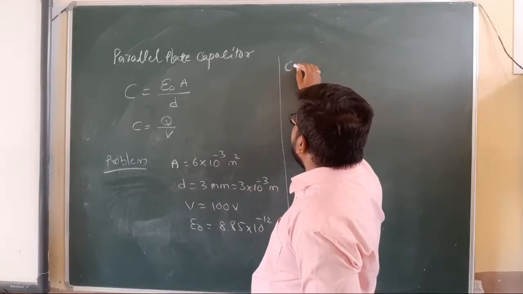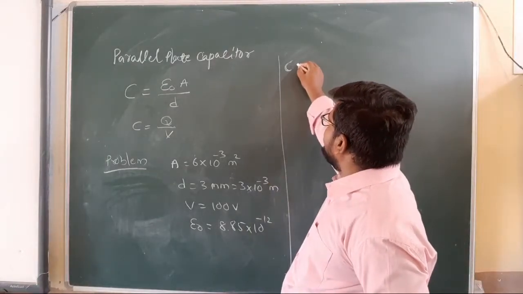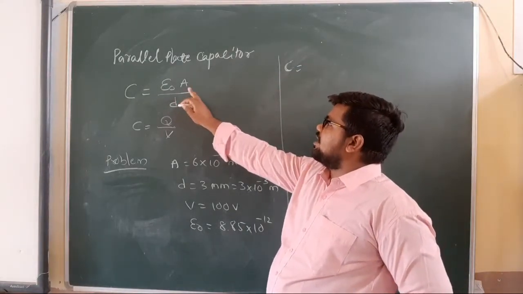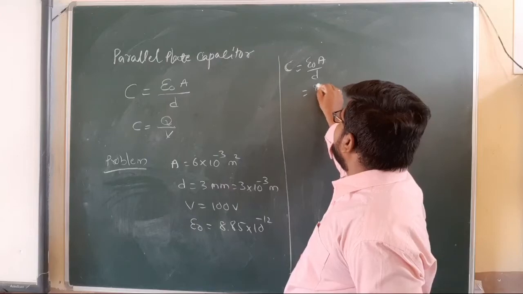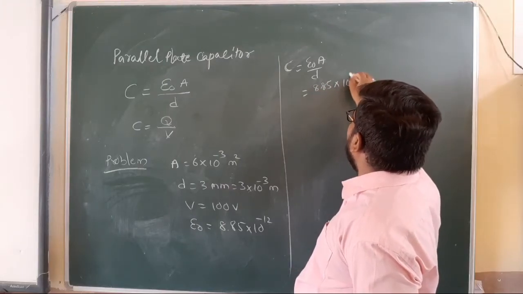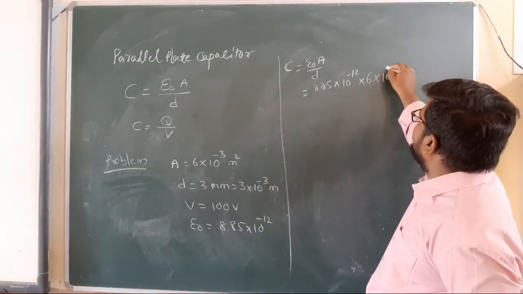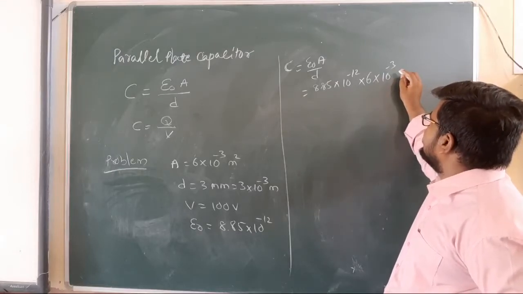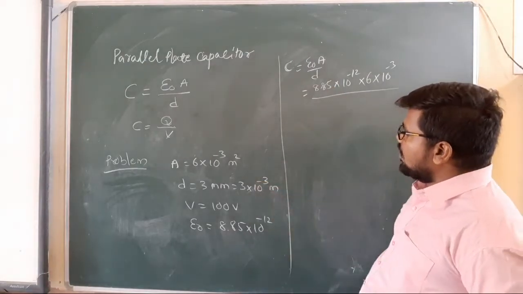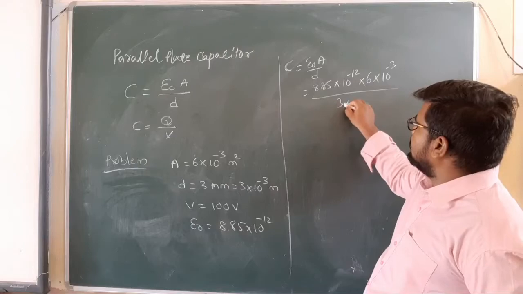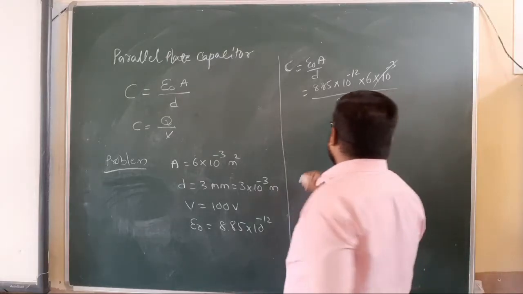After that, you have to get the total charge in that capacitor. What is the formula here? C is equal to epsilon naught A by D. What is the value of epsilon naught? 8.85 into 10 power minus 12 into 6 into 10 power minus 3 by the value of D, 3 into 10 power minus 3. The 10 power minus 3 terms get cancelled.